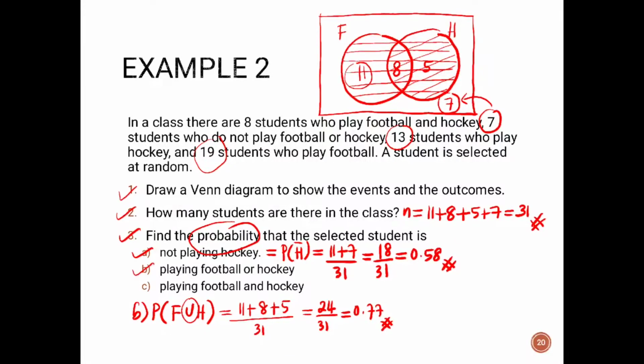And the final question, playing football and hockey. So this is straight away the middle value there. So C is 8 over 31, and that's 0.258.